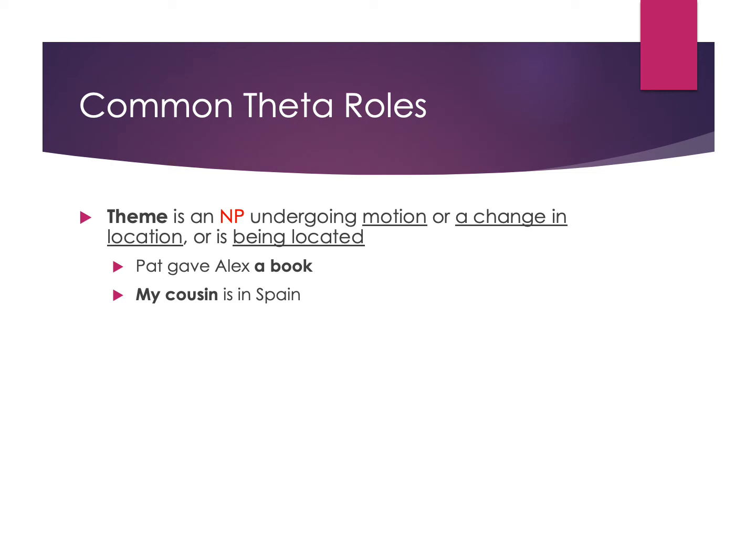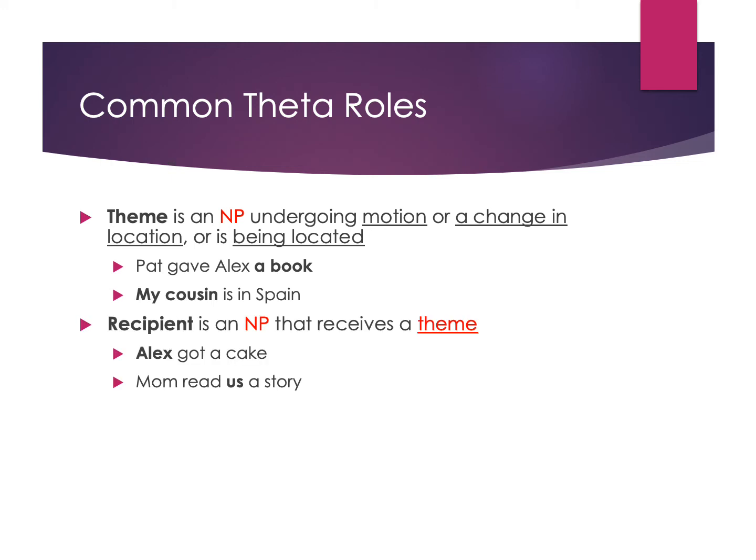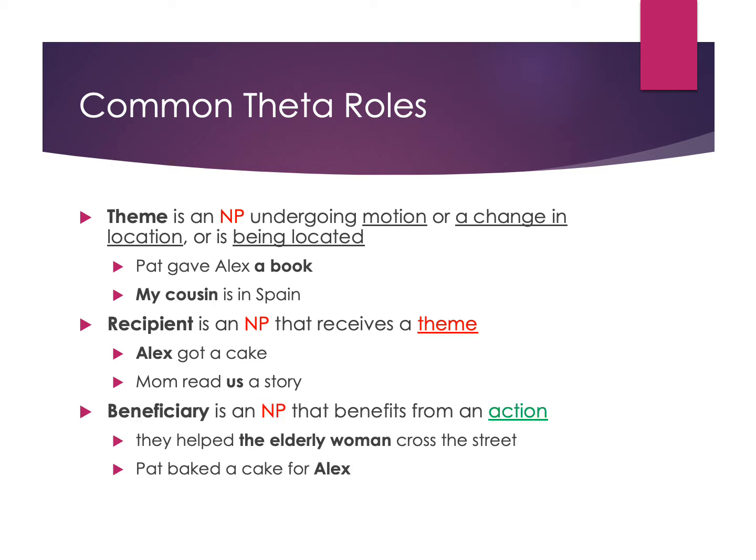The next two can sometimes get mixed up and be confused, so we'll have to explain both of them to you. So recipients, also always a noun phrase, and recipients will always receive a theme, so they're receiving some other noun phrase. So if I say Alex got a cake, we know that Alex received a cake. We don't know if Alex did anything with this cake. We don't know if the cake changed form in any way, but we do know that Alex received it. So Alex would be the recipient in this case, and not really an agent.